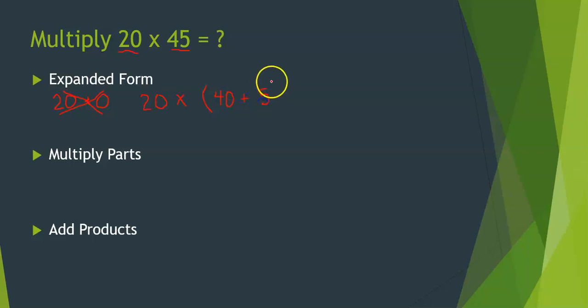Remember, I can put whatever I want in this expanded form right here as long as it equals 45. But this is the easiest and simplest way to do it. Okay, now I'm going to multiply my parts. Remember, I have to multiply my 20 times my 40. And then I have to multiply my 20 times my 5.